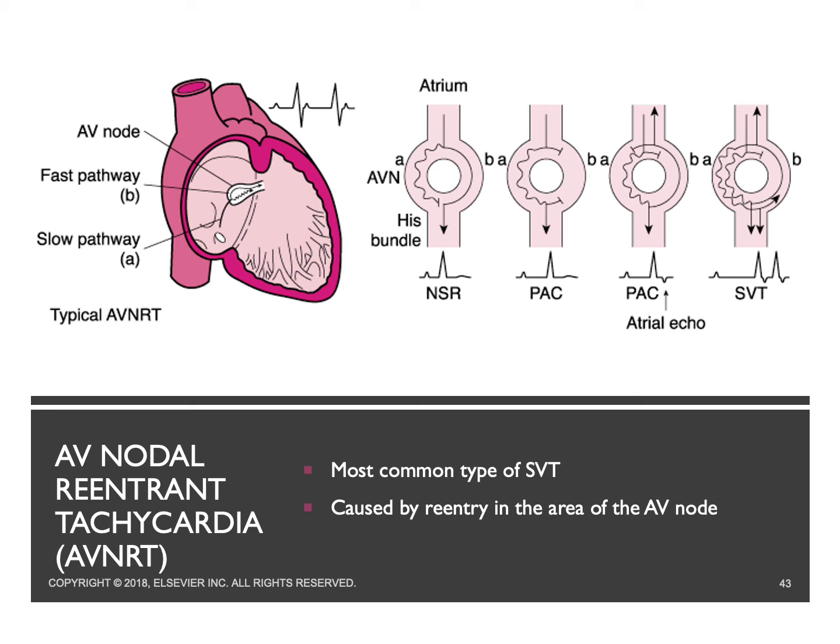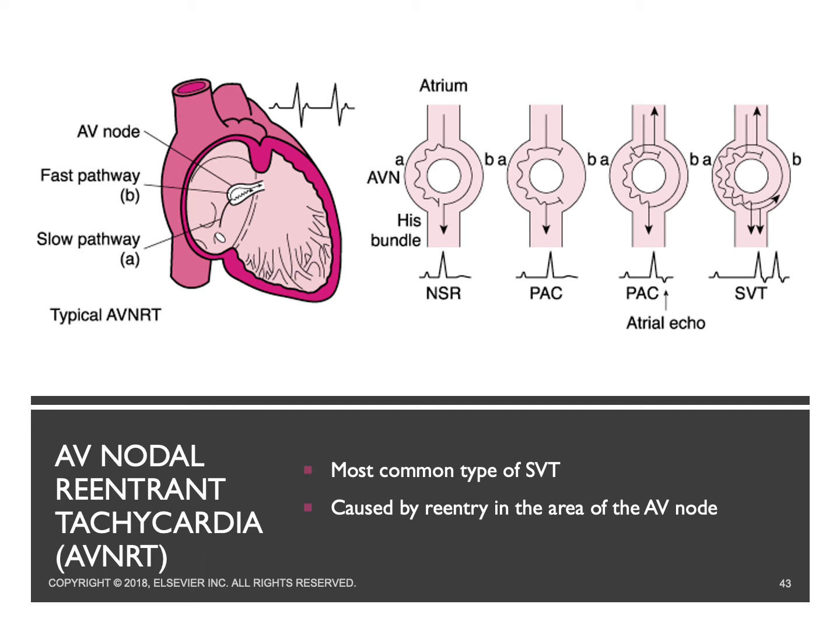And if the fast pathway has recovered, the impulse can conduct rapidly up that fast pathway and depolarize the atria. And what we'll see in that is an echo beat. That impulse can also re-enter the slow pathway to conduct again. So if that pattern continues, the AVNRT is initiated, and what this results in is a very rapid and regular ventricular rhythm. It will range anywhere typically from 150 to 250 beats per minute.